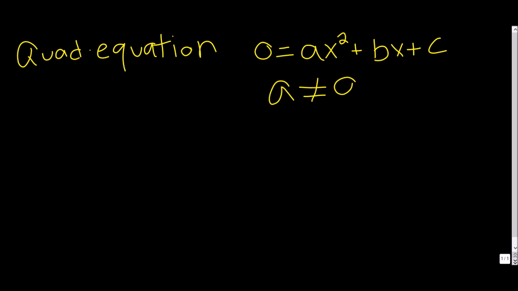We can't have 0x squared. So we've got to have at least one. We don't need any x's, and we don't need any constants. That's what we need. So we're going to be working with this a lot, but that's what a quadratic equation is. Now we're going to move along to, hey, what's a real number?